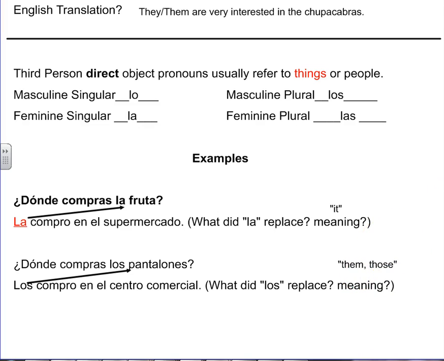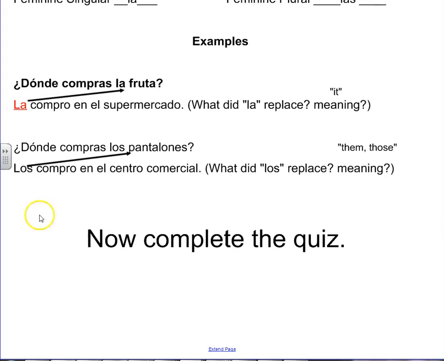Cool? Bueno, the last thing, you go off and you complete the quiz that's available for you.